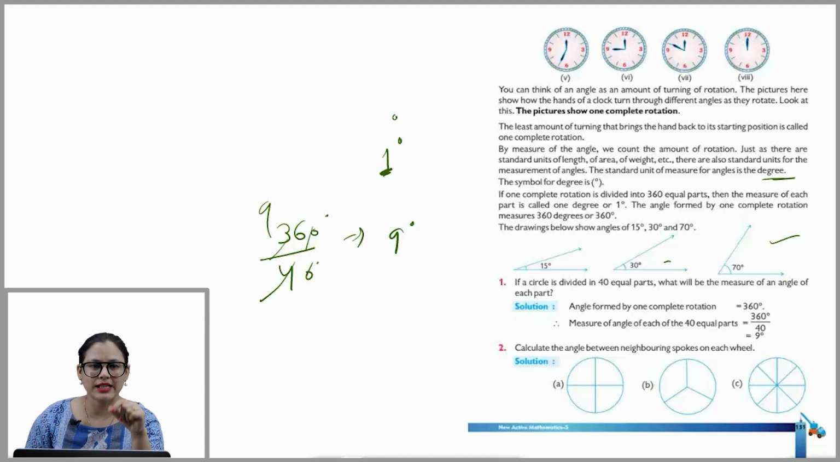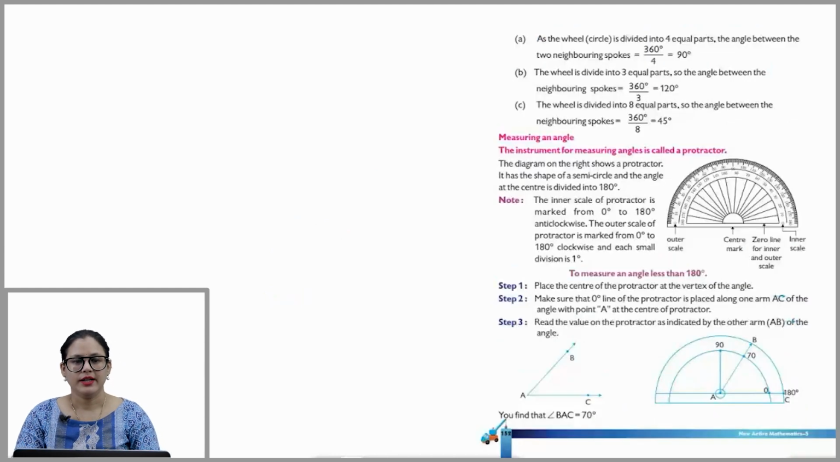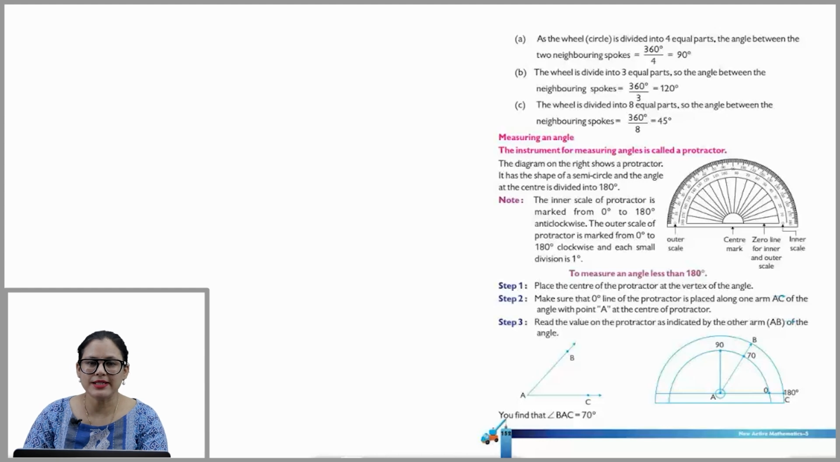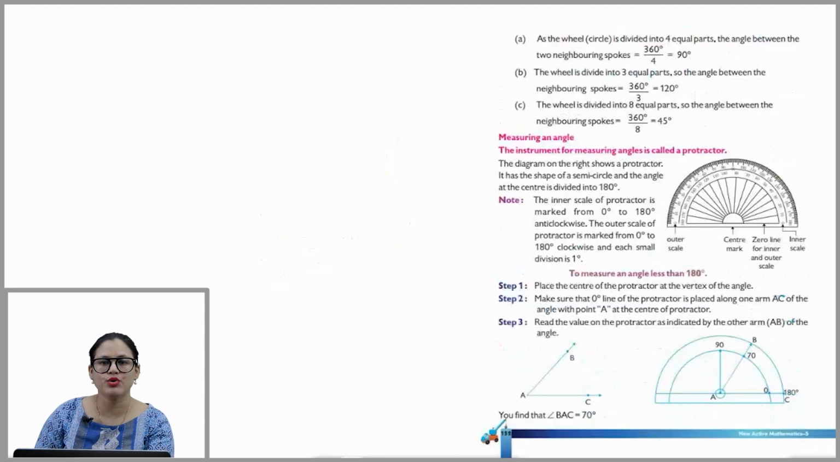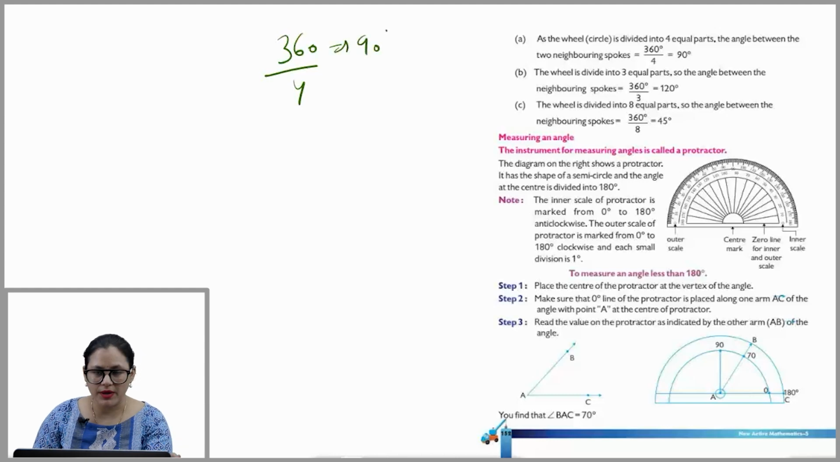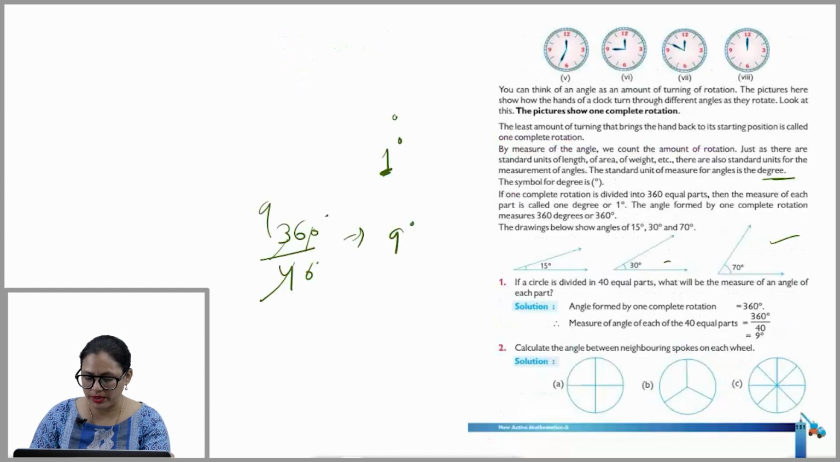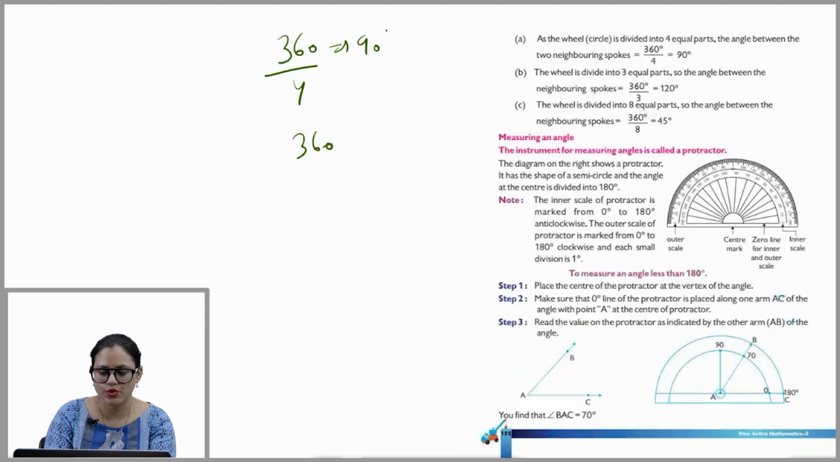Number 2, calculate the angle between neighboring spokes on each wheel. As the wheel in part A is divided into 4 equal parts, the measure of each part is 360 divided by 4, so we will get 90 degrees. And in B part, the wheel is divided into how many parts? 3 parts. So we will divide 360 by 3 and get 120 degrees.